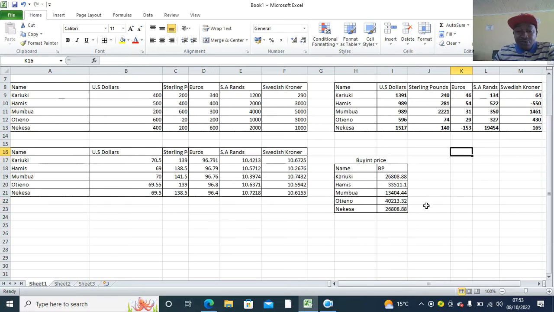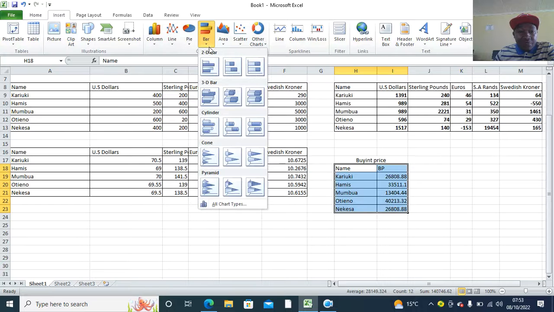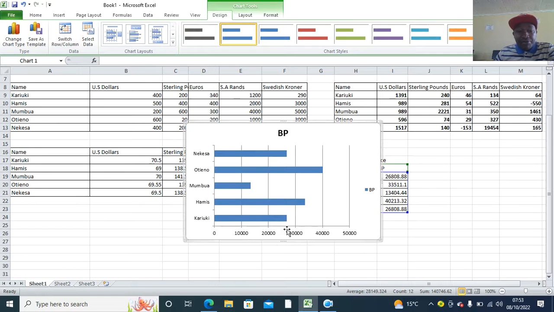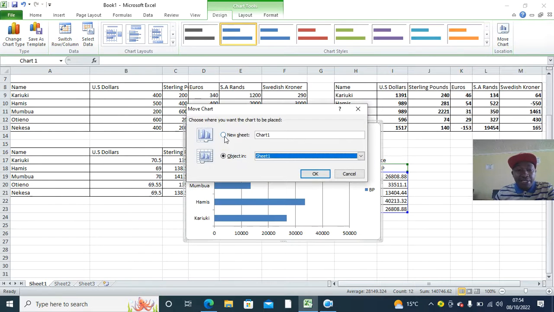So I can use this one to create a bar chart. I just need to highlight this, then go to insert, then bar graph here. I choose the first one. So this is my bar graph, but the examiner has said that the bar graph should be on its own page. So I click on the chart, then up here there is this option of move chart. So I click on it. Then I click on new sheet.